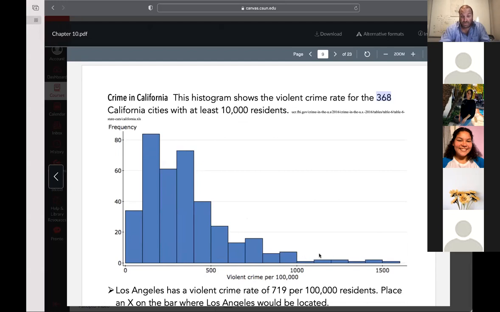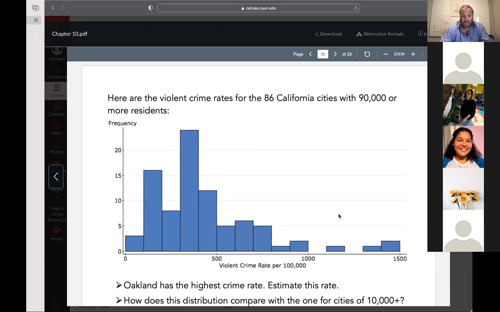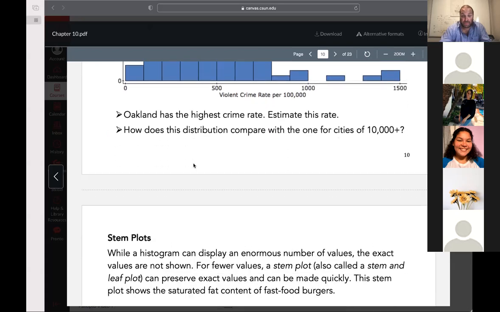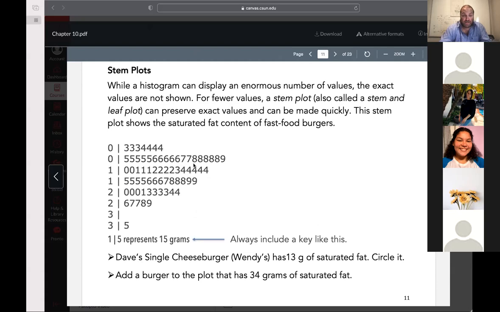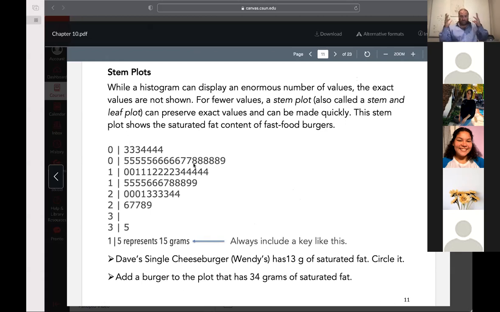Here, there's no gaps. Every bar has at least one, if not more. Here, there are some gaps, but they both look skewed to the right. There's no question about that. This one comes up, and then we have this long tail to the right side, the same as the other one. So certainly a lot of similarities between them. Not a lot of math in that. It's more just conceptualizing what's going on.